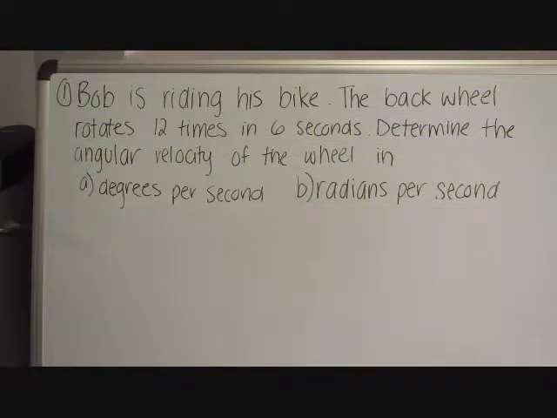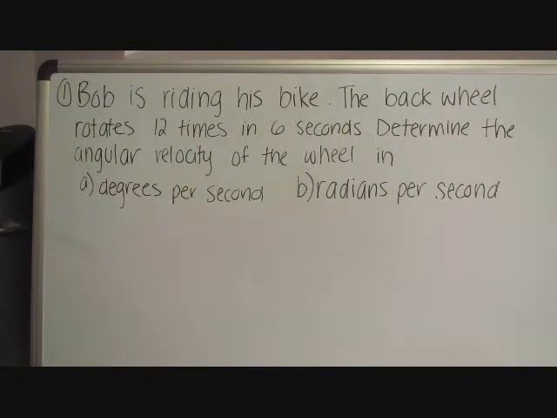Alright, so one of the topics that was covered in section 4.1 is angular velocity. This is an example of how to use it. So the question is, Bob is riding his bike. The back wheel rotates 12 times in 6 seconds. Determine the angular velocity of the wheel in A, degrees per second, and B, radians per second.